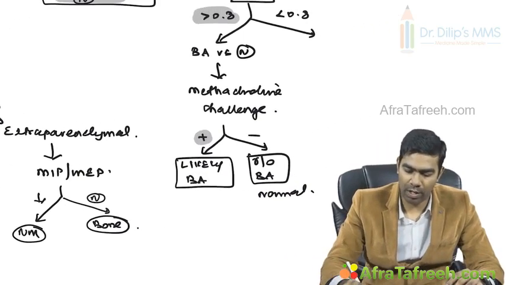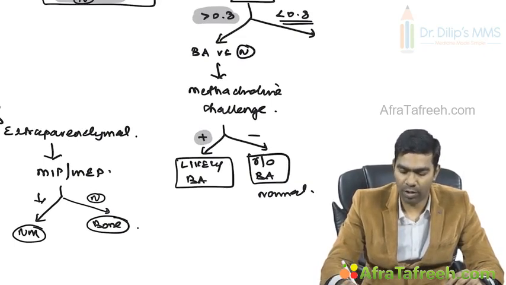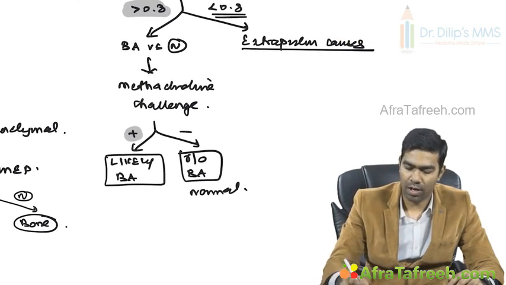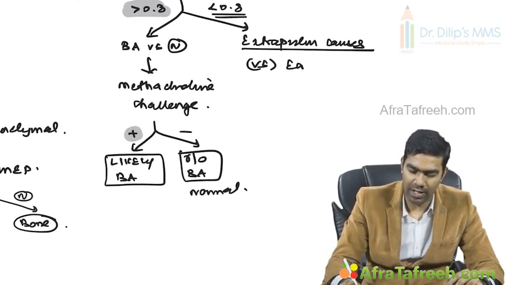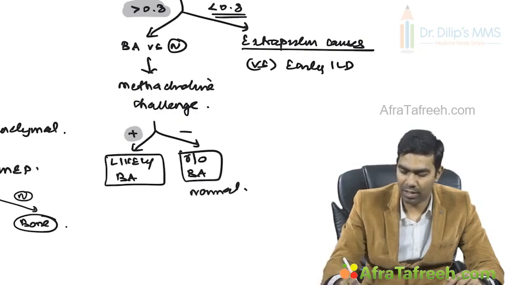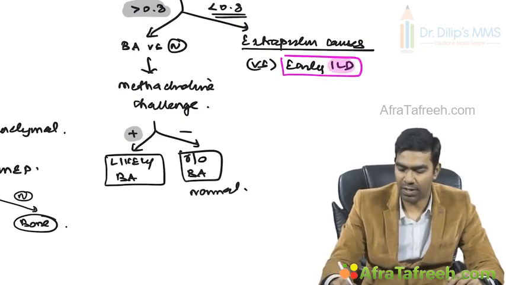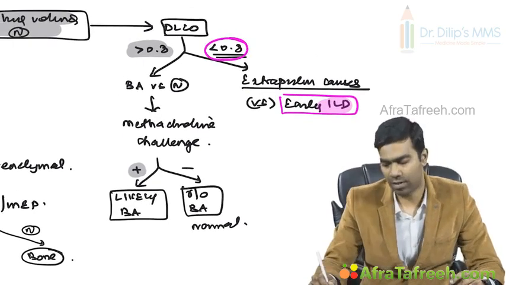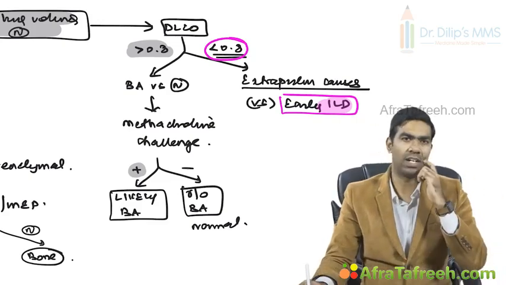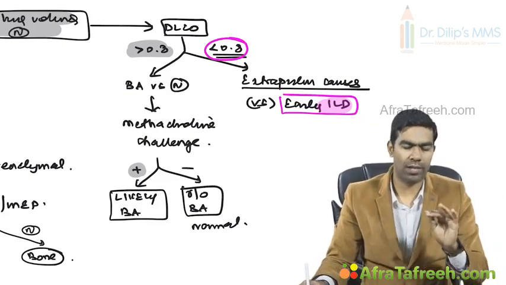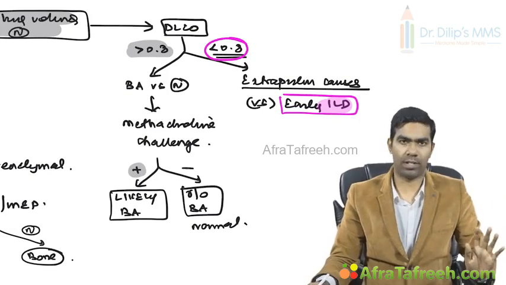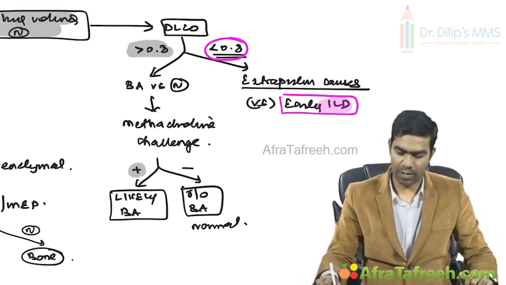If DLCO was less than 0.8, something is wrong. I'm going to think about extra pulmonary causes. Or it could be a very early ILD. I told you one of the important classical problems in interstitial lung disease we have been discussing for a long time from pulmonary basics is diffusion limitation. So, very early stages of ILD can have purely diffusion limitation alone without any other problem. Only diffusion limitation can be there. So, that is why this point is very important to understand.